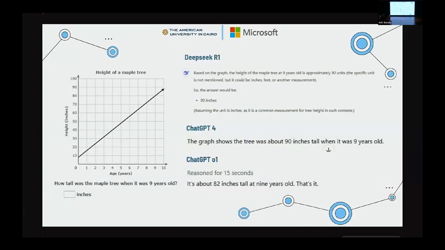As you can see here, the question says, how tall is the tree after 9 years? The answer, obviously, 80 inches. When we asked DeepSeek and ChatGPT-4, their answers were 90. Quite a bit off the mark there. The closest one was o1, and it got 82.